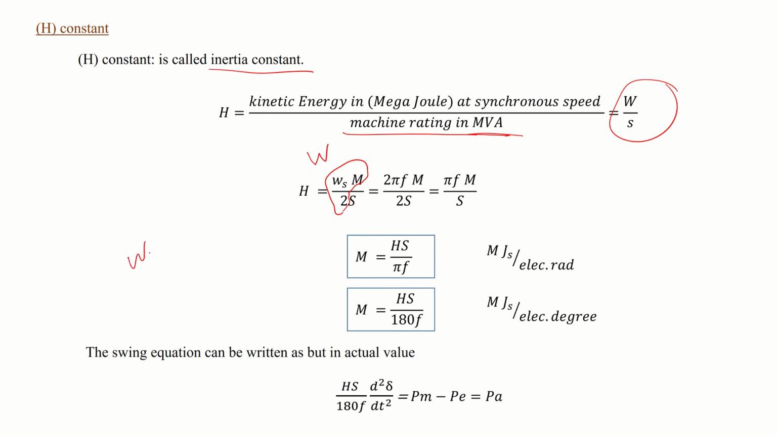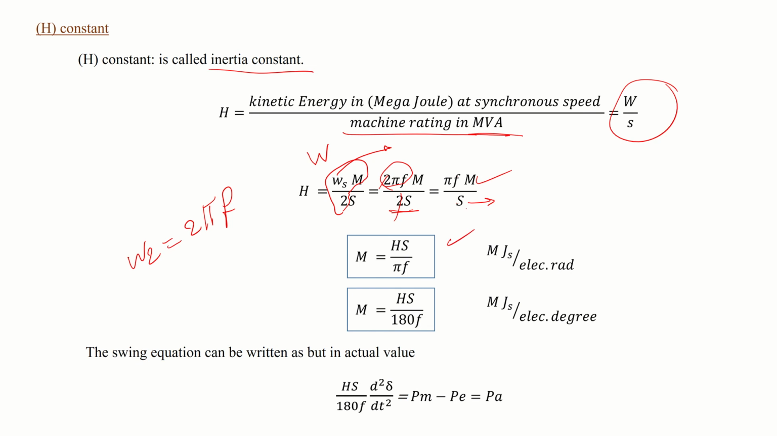So omega s, what does it mean? It is 2 pi f. So we substitute this 2 pi f here, this is the M, and this is 2S. Now we cancel the 2, so you will have pi f M over S. S is the rating in megavolt ampere, this is the moment, and f is the frequency, and pi, you know. Now if you want to get M, multiply by S, which is H S over pi f. So you will get this formula.